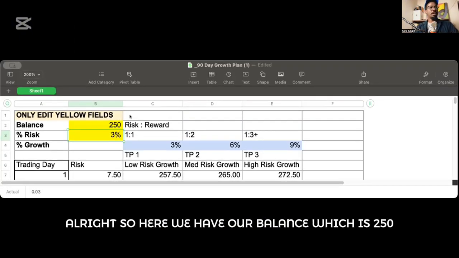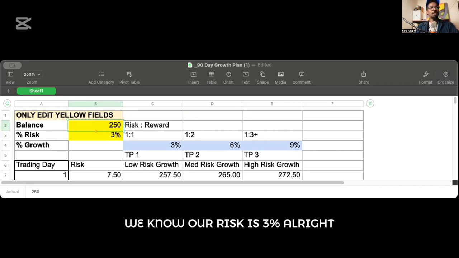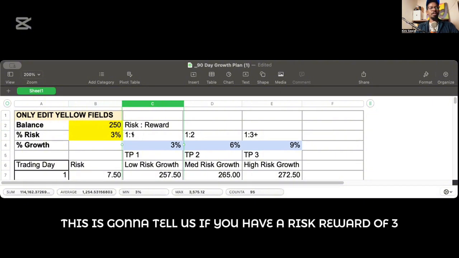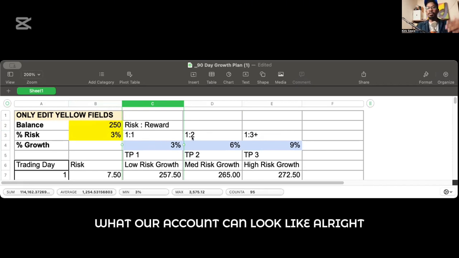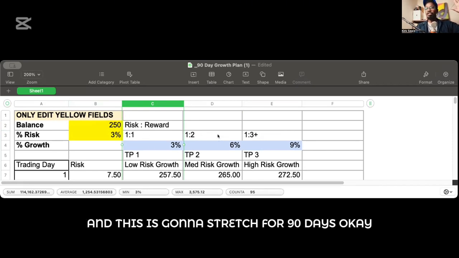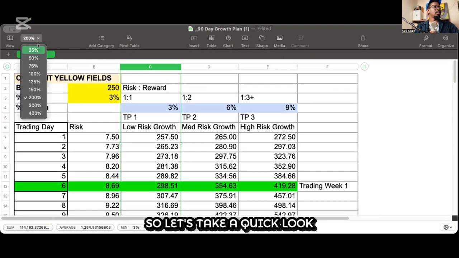All right. So here we have our balance, which is 250. We know our risk is 3%. All right. Column C is going to tell us, if we have a risk to reward of 1 to 1, which means we only gain 3% per day, what our account can look like. All right. And this is going to stretch for 90 days. Okay. So let's take a quick look.